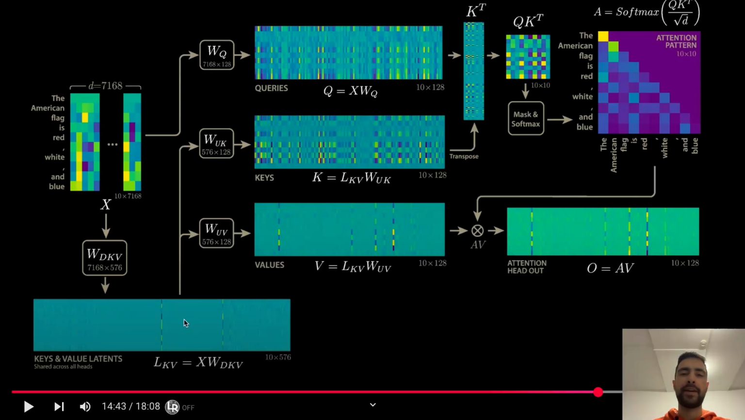Here you can see the advantage. We are storing just this matrix into memory, which is 10 times 576. And this is the same for all heads. So we are creating these two matrices, which are 10 times 128. It seems smaller, but remember, this is unique to a single head. So we create these two matrices for each of the heads.